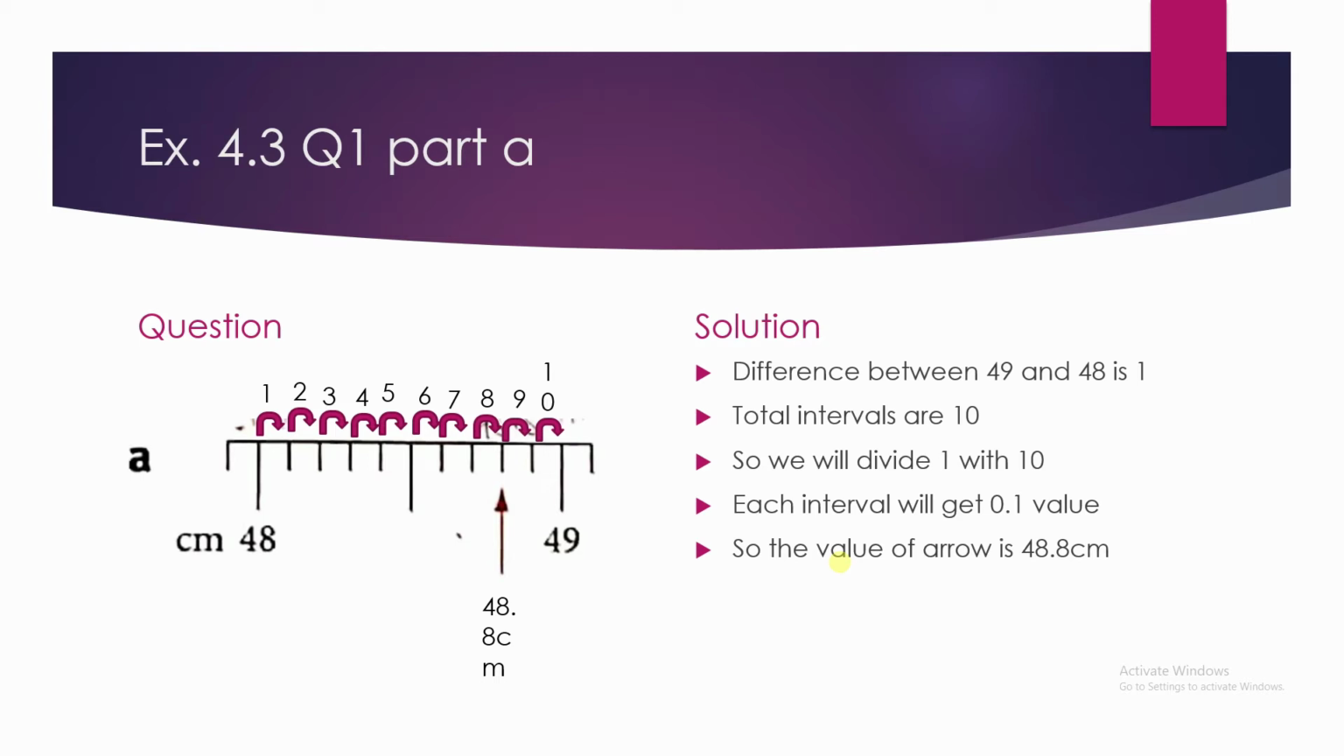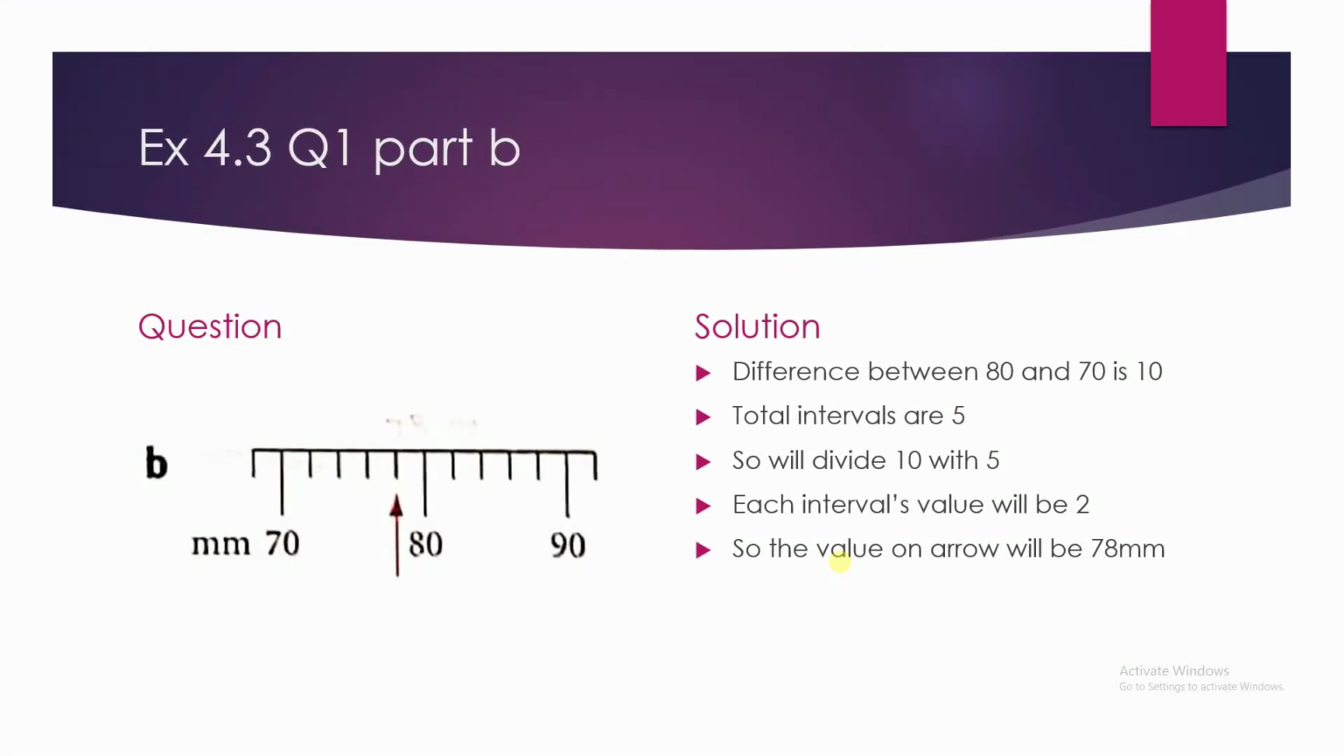Now part B. Part B you have to solve in the same way. So your arrow is in between 70 and 80 millimeter. For 70 and 80 millimeter, you have to find the difference first. You have to subtract 70 from 80. So the difference will be 10 here.